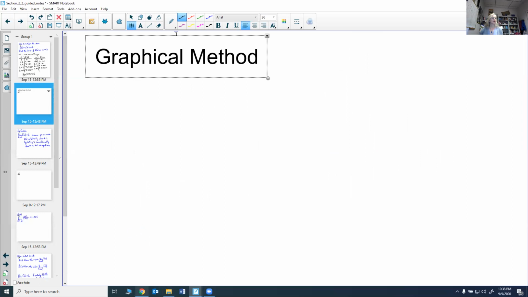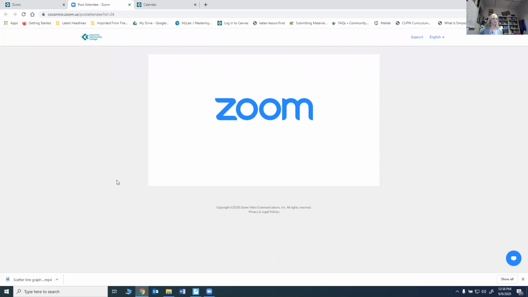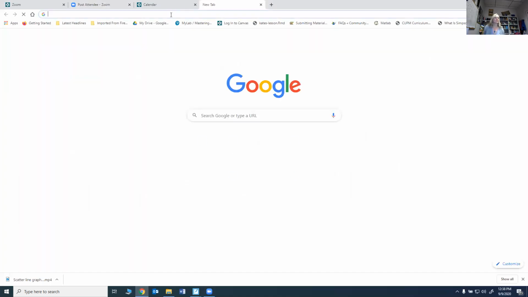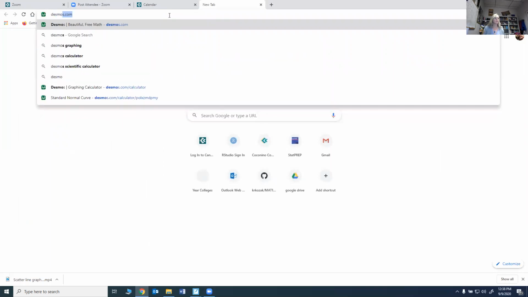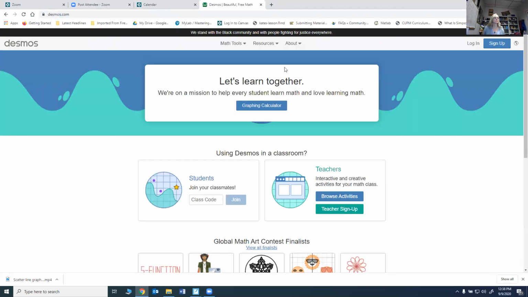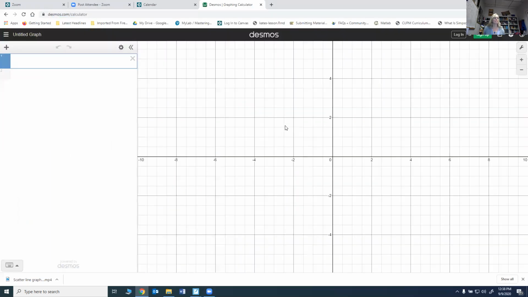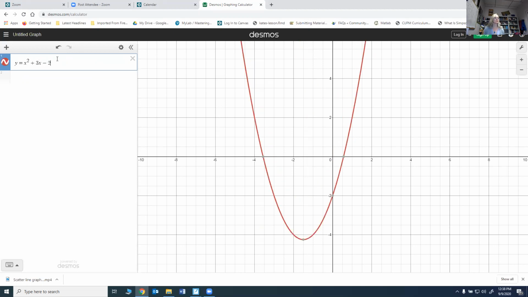And what I would do in that case is I'd do a graph. So first I'm going to create a graph. I like to use Desmos, so I'm going to go into Desmos. And I'm going to go ahead and type in my function. Remember, my function was y equals x squared plus 3x minus 2.